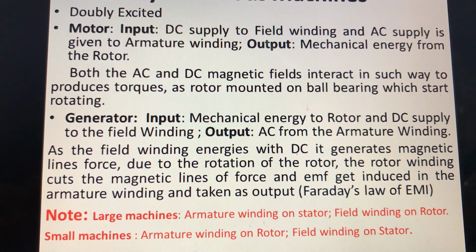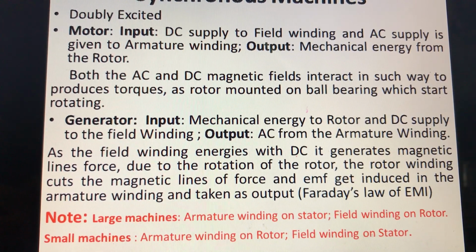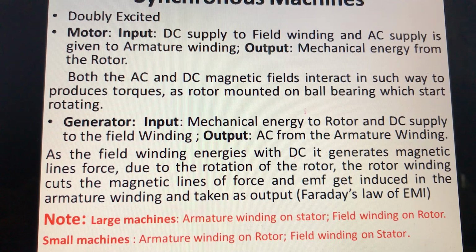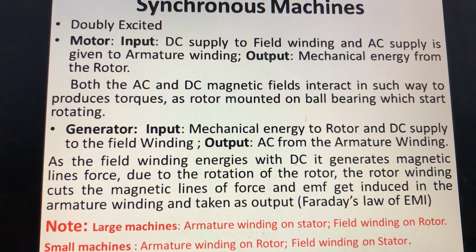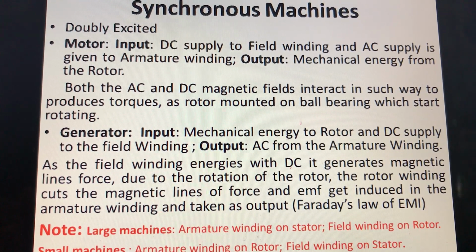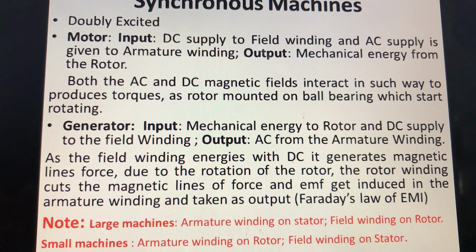Here one thing to note. In small synchronous machines, armature winding is on the rotor and field winding is on the stator, whereas the reverse is followed for large machines. That is, armature winding is on the stator and field winding is on the rotor.